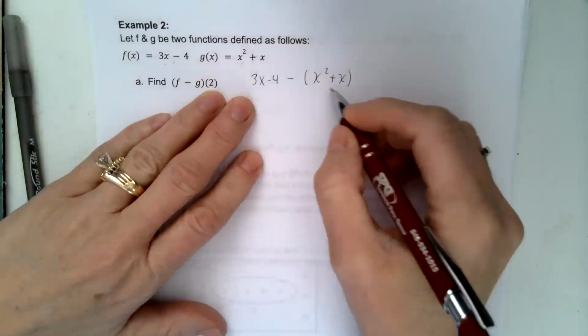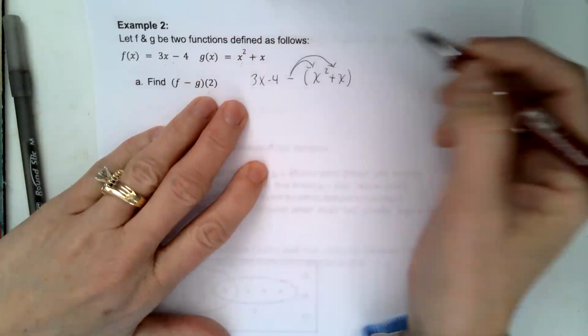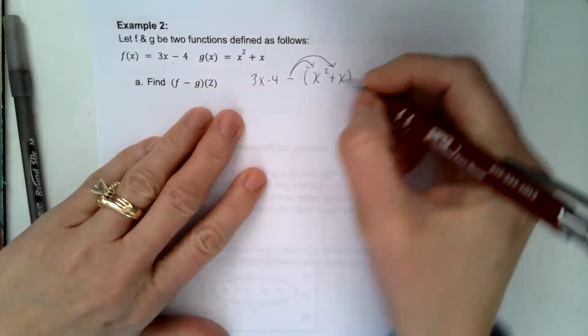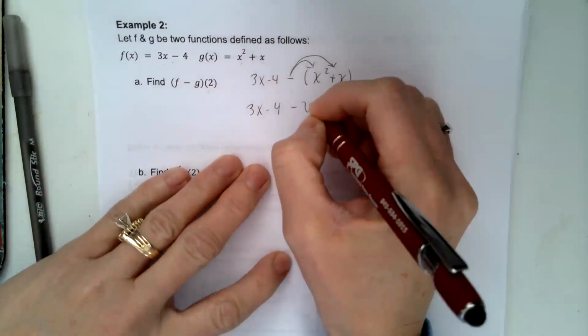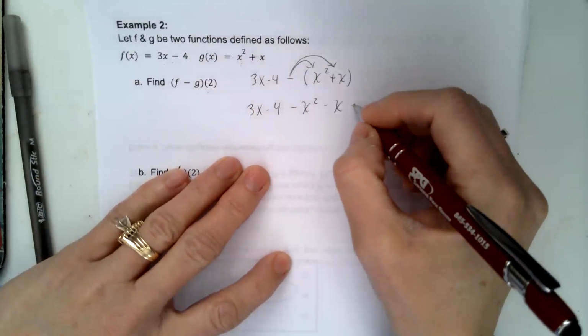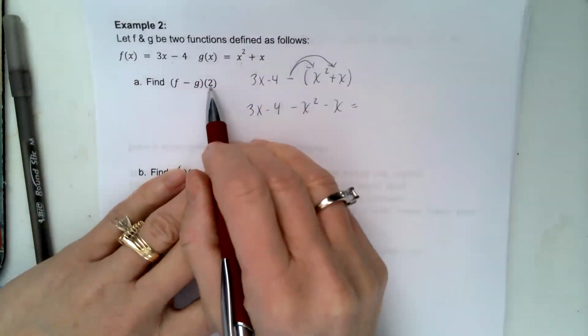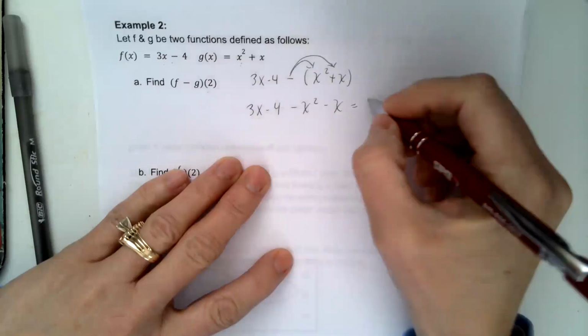And I'm putting g in a parenthesis because I'm going to have to subtract both terms using the distributive property. So this is 3x minus 4, subtracting x squared, subtracting x. And then we have to remember that they wanted us to evaluate that when x equals 2. So I'm going to put 2 in for x.